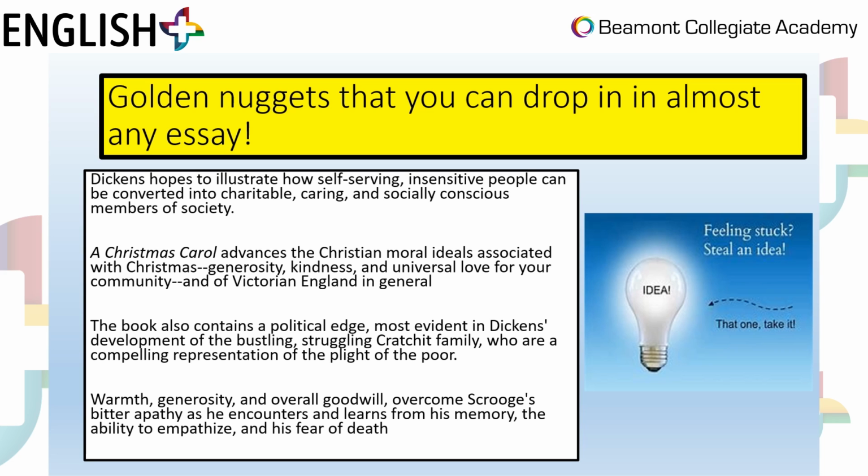So you cannot ignore the fact that it is set at Christmas and it's a Christian ideal. The book contains a political edge, and that's most evident in Dickens' development of the bustling but struggling Cratchit family, who are a compelling representation of the plight of the poor. And warmth, generosity and overall goodwill overcome Scrooge's bitter apathy as he encounters and learns from his memory, the ability to empathise and his fear of death.